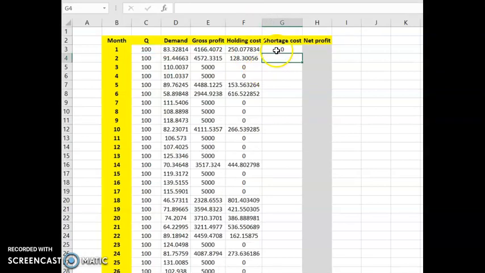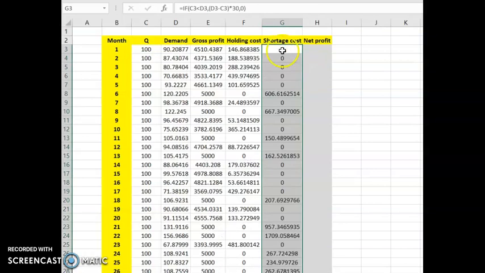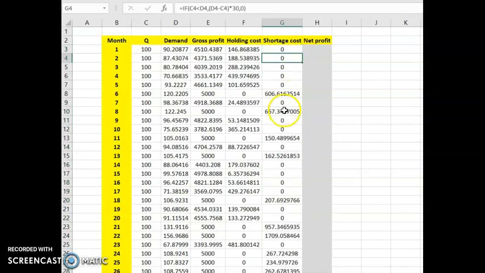And now if I populate it, we come up with these results. Again, the same thing: you will find some of the rows are 0, pertaining to the situation in which Q is greater than demand. If we check it, you will notice, for example, here Q is greater than demand.